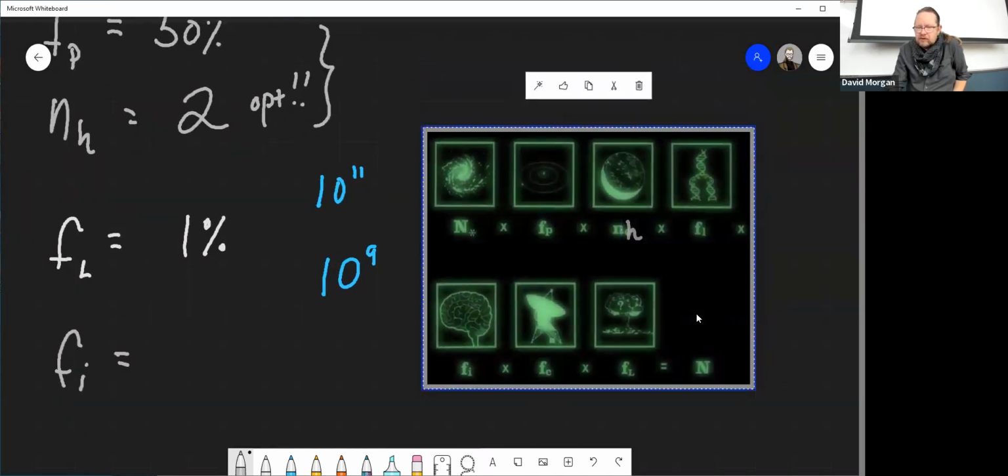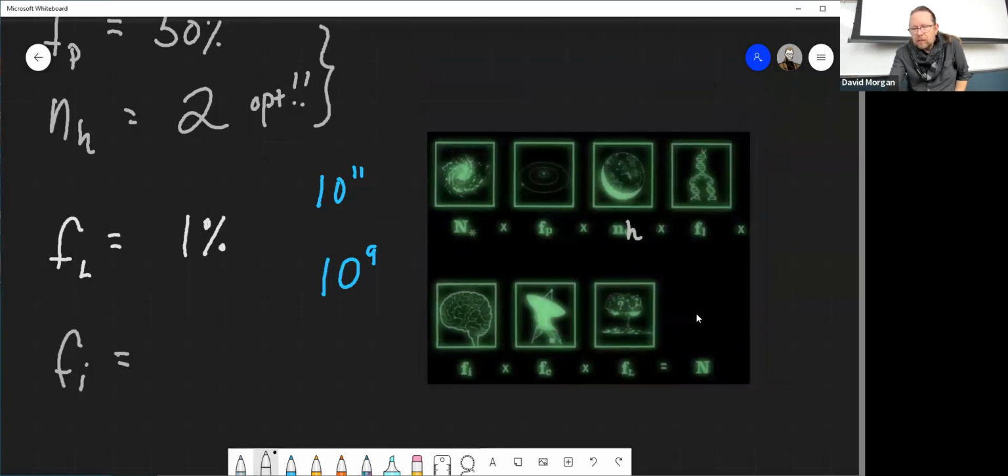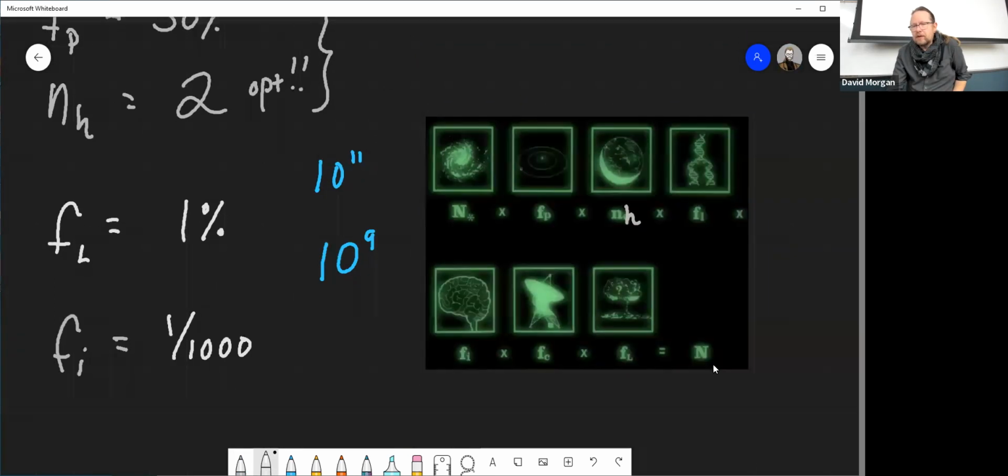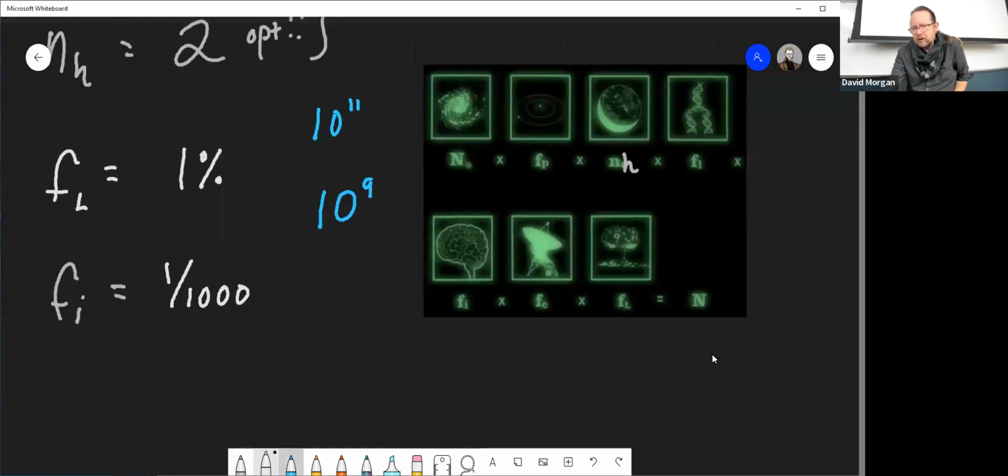So what do we choose for this number? I'm tempted to be a little more pessimistic about this number and choose 1 in 1,000. Okay, only 0.1%, given life, evolve into something that we might call intelligent life. That's considerably more pessimistic than Dr. Sagan's estimates if you watch that video. This brings us down to only 1 million.